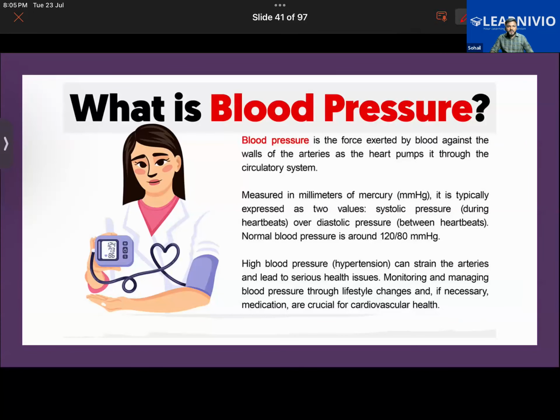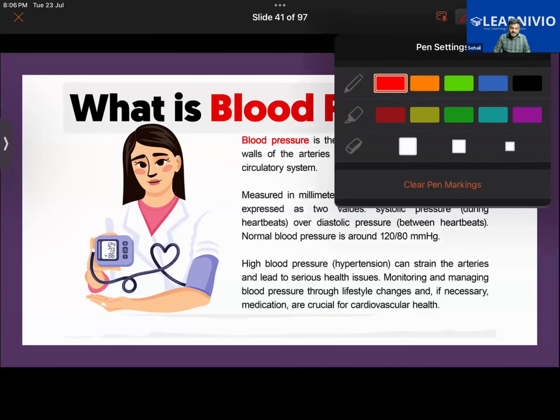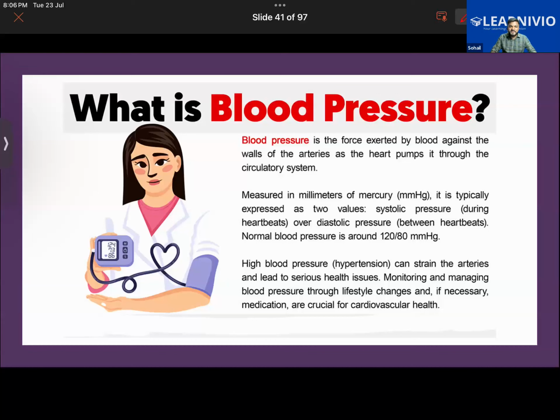Furthermore, we are going to learn about blood pressure. So let us learn about blood pressure and how it is measured. Blood pressure is basically the measure of how forcefully the blood is moving through the blood vessels, particularly through the arteries. This can be measured using a device called a sphygmomanometer. Earlier, we had a device called a sphygmomanometer. By the way, nowadays, it has been replaced with modern blood pressure monitors.